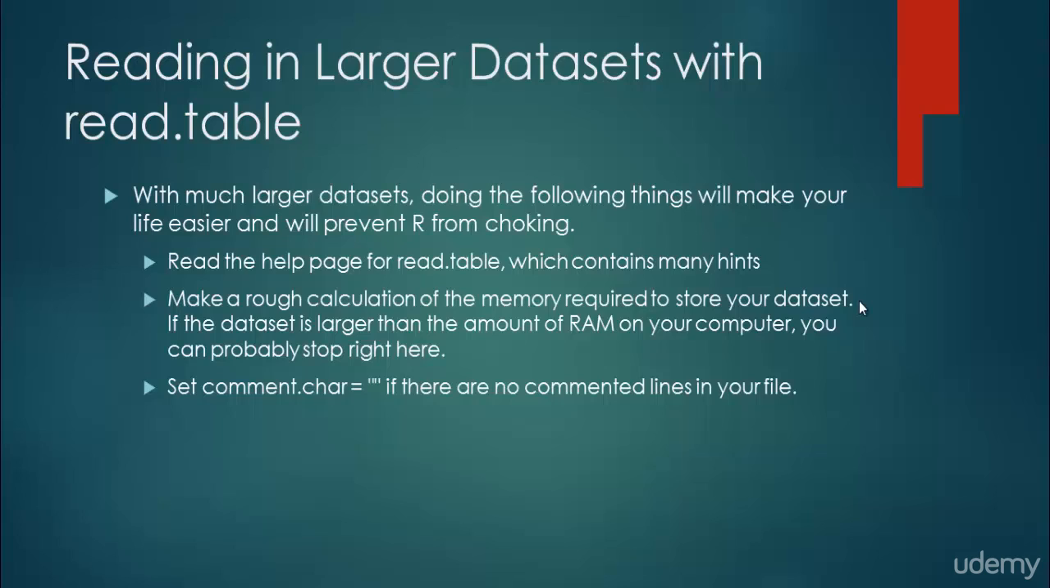You don't have to do it directly. And you can set comment.char equal to null if there are no commented lines in your file. R automatically searches for this comment character, which marks comments in the data, and you can stop this by setting comment.char. If there are no comments in your data, you can just set comment.char equal to null, and this will prevent R from searching for comments in the data.